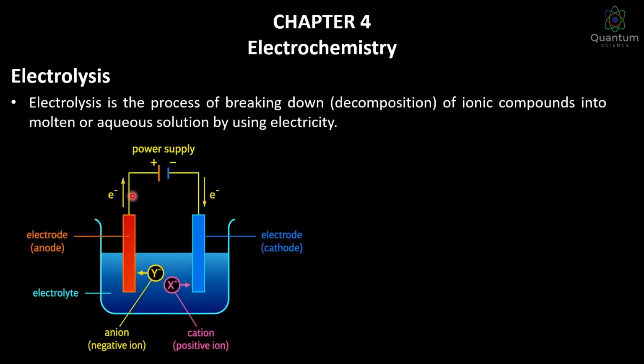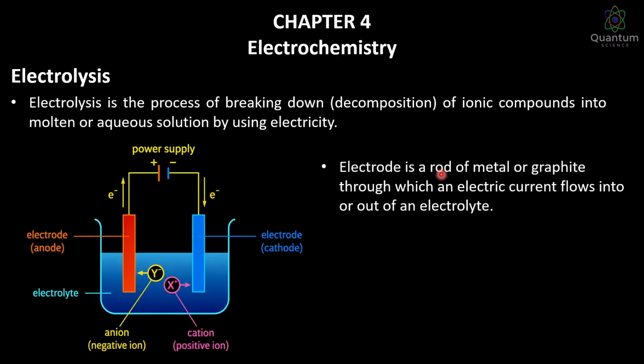So in this picture, you can find two electrodes, which are anode and cathode, and also electrolyte. Maybe some of you will ask, what is an electrode? An electrode is a rod of metal or graphite through which an electric current flows into or out of an electrolyte. So this is the rod of the metal. When it is connected to positive, it is called anode. And when it is connected to negative charge from the power supply, we call this cathode.